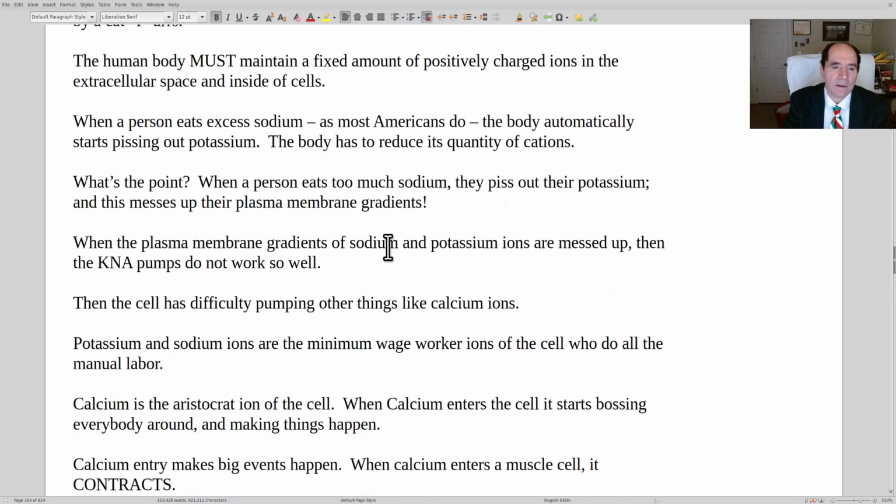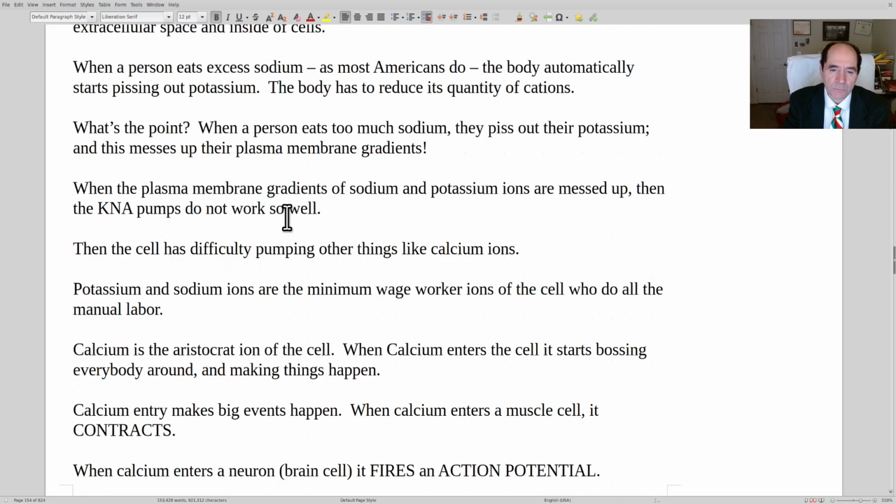Like I was saying, when a person eats too much sodium, they pee out their potassium, and this messes up their plasma membrane gradients, and then they can't pump calcium out of the cell so well. And if you have too much calcium in the cytoplasm of your vascular smooth muscle cells, they stay contracted, and you will be hypertensive. So it's vasoconstriction.